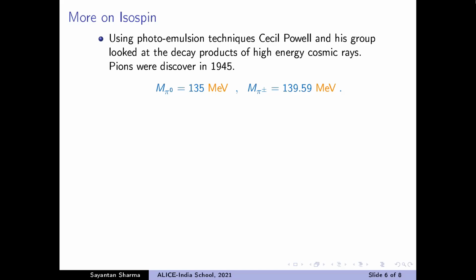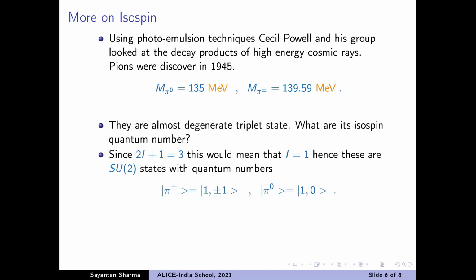It's 1. So you can show that the degeneracy is given by 2I plus 1, which is 3. So it will give you I equal to 1. So these are also SU(2) states, but now the isospin quantum number is 1. So there are 3 states.